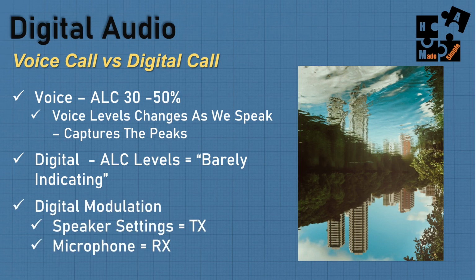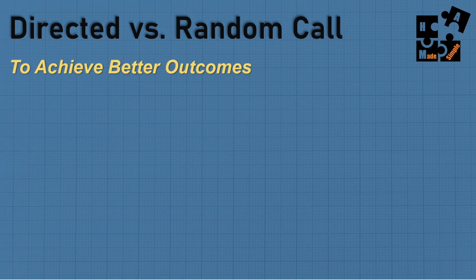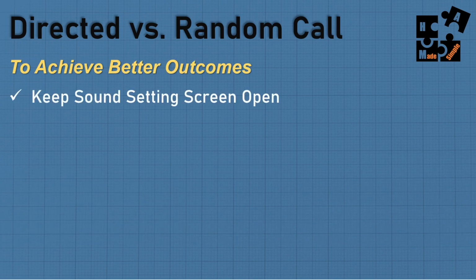And think about digital modulation. Speaker settings are for transmitting and your microphones are for receiving, just the opposite again. Once you get your head wrapped around this, it starts to all make sense. So if you're trying to do a directed versus random call and you want to achieve better outcomes, this is where you need to spend some time. Focus on your audio settings.